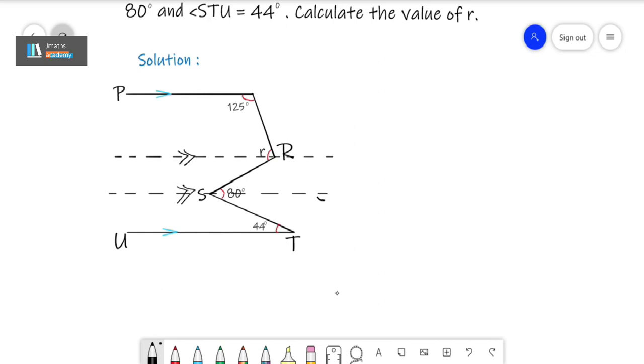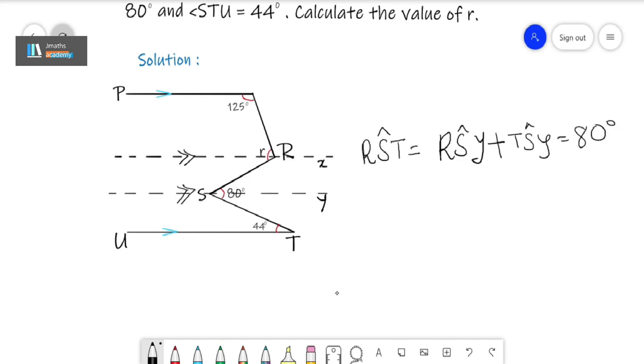So let's name this line Y, and let's name this line X. Let's start with the lower part of this diagram, which is RST. RST, we're given in the question to be 80 degrees, and we have a line drawn at the middle, so it's subdivided into two. So we have RSY plus TSY to be equal to 80 degrees.